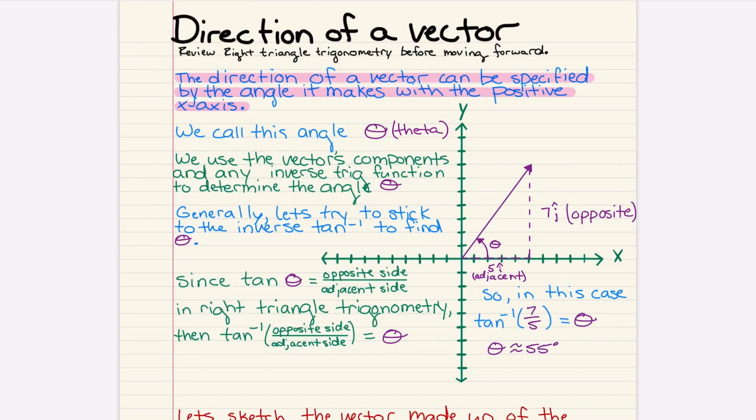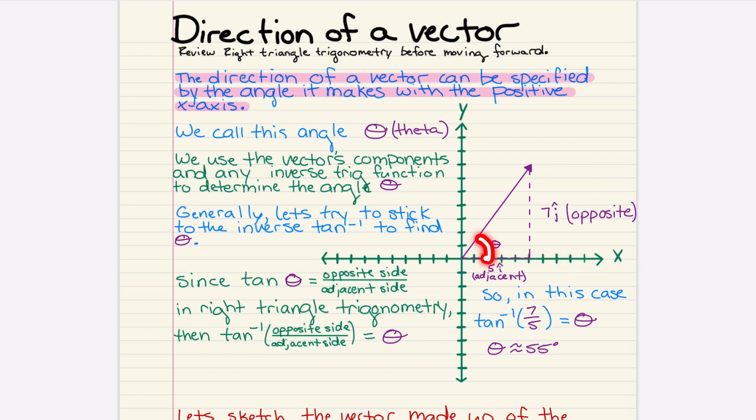Now, finding the direction of a vector can be a little bit more tricky because you have to bring in a little bit of right triangle trigonometry. I do have a note here: review right triangle trigonometry before moving forward, because I'm going to be talking about it relatively quickly. The direction of a vector, especially on a two-dimensional grid, is specified as the angle that your vector makes with respect to the positive x-axis.